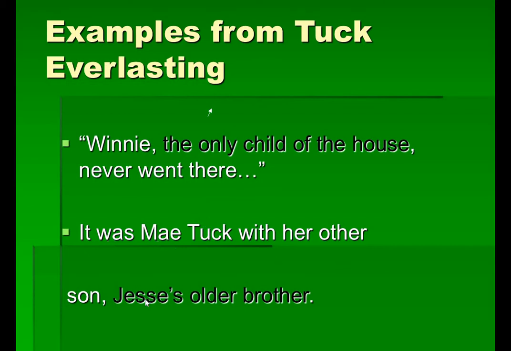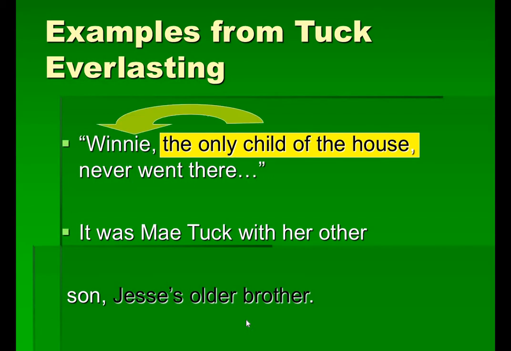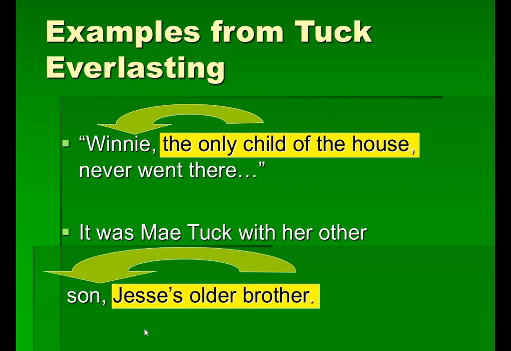It was May Tuck with her other son, Jesse's older brother. Now notice here the appositive is not describing May Tuck, it's describing her son. So now we're not describing the subject anymore as we did in the first example. Now we're describing the object of the preposition. We're describing another noun that happens in the sentence and it's happening at the end of the sentence. So therefore we have sentence pattern 6. This is the difference between 5 and 6. In 6, the appositive just comes at the end of the sentence. So notice how the only child of the house describes Winnie. Jesse's older brother describes the son.